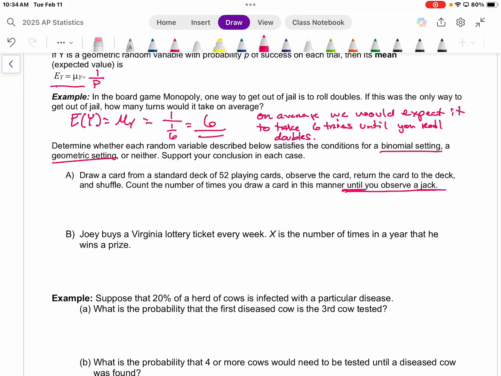Until means that there's no fixed number of trials. I have a bunch of failures, and then finally I see a jack. So to me, I'm thinking geometric.